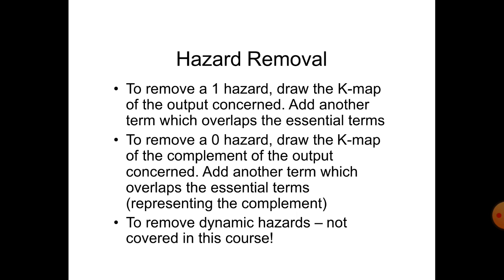Hazard removal. To remove a 1 hazard, draw the K-map of the output concerned and add another term which overlaps the essential terms. To remove a 0 hazard, draw the K-map of the complement of the output concerned and add another term which overlaps the essential terms representing the complement. Removing dynamic hazards is not covered in this course.